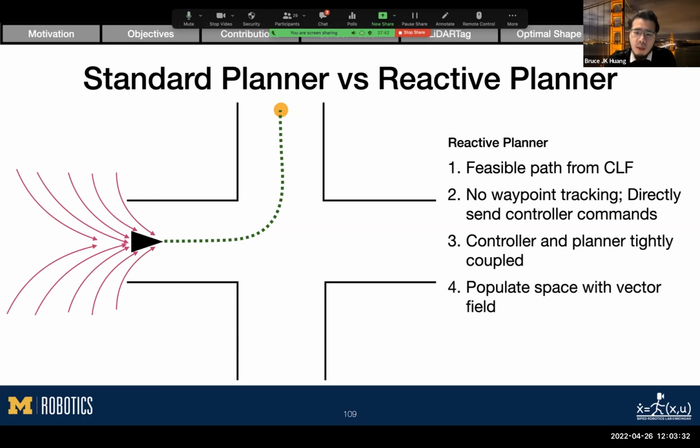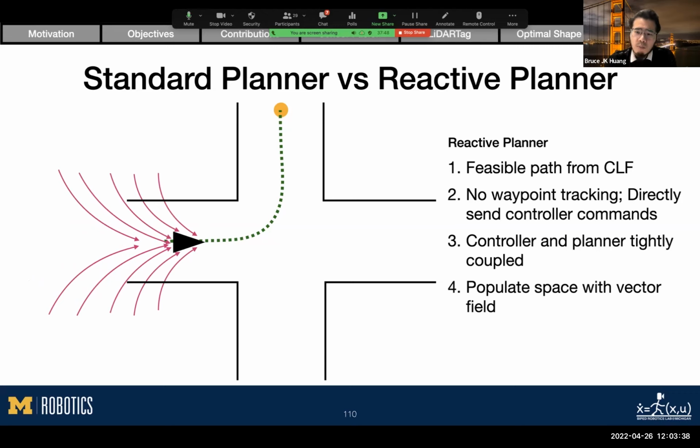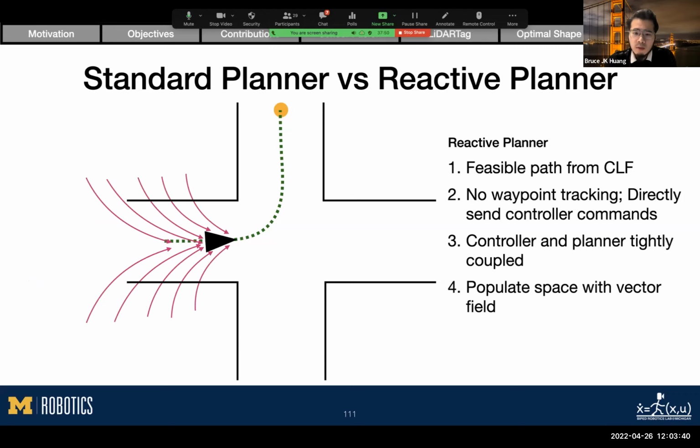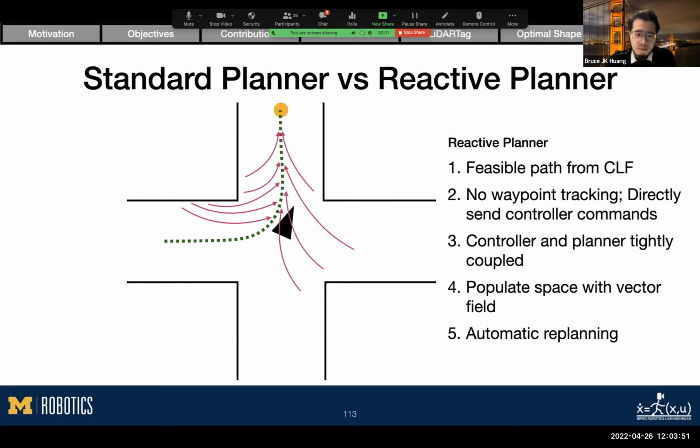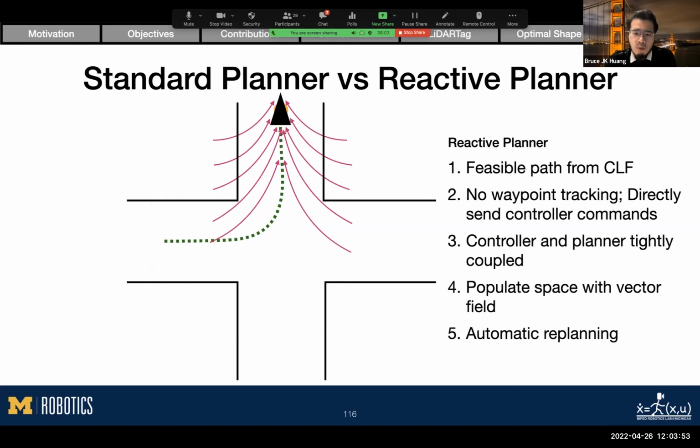We populate the space with vector fields as shown by the arrows. Then the vector field will move the robot forward. And when the robot deviates, the vector field will automatically adjust and steer the robot back, and that's why we have automatic replanning. Then we reach the goal.